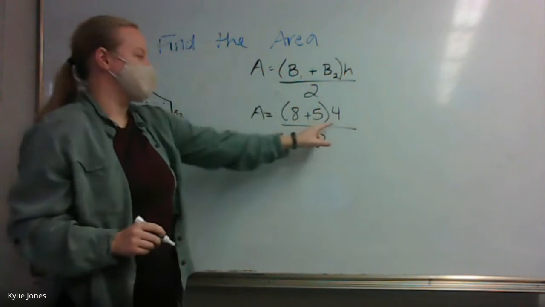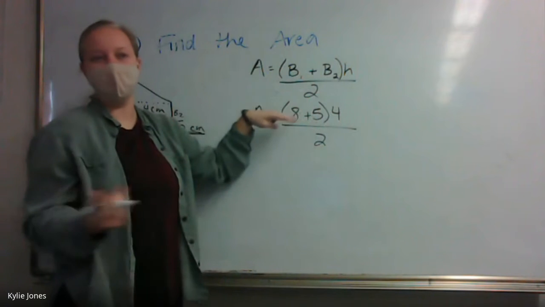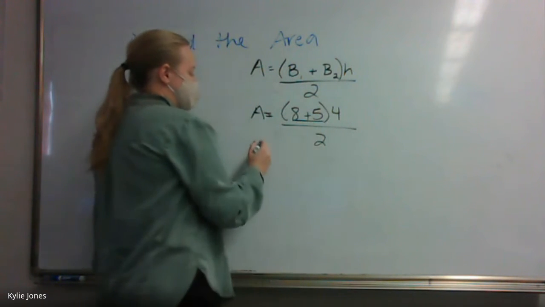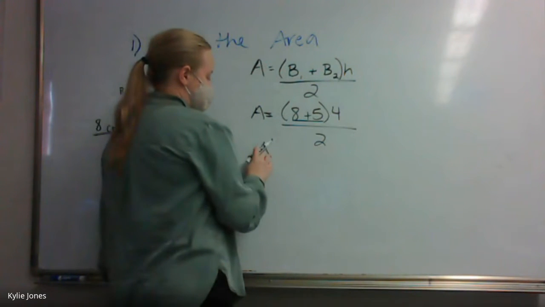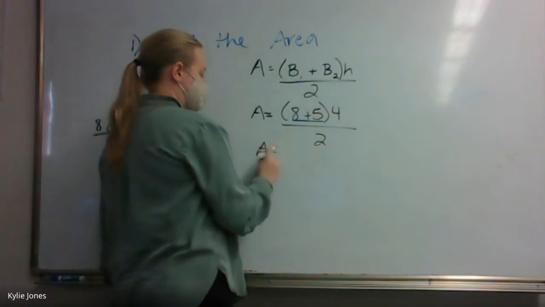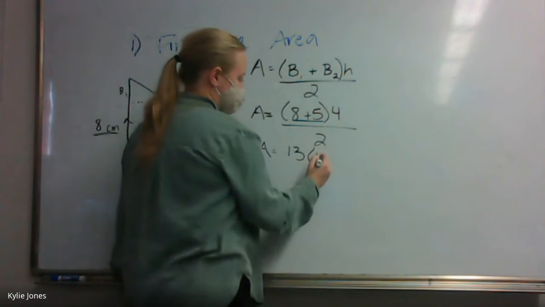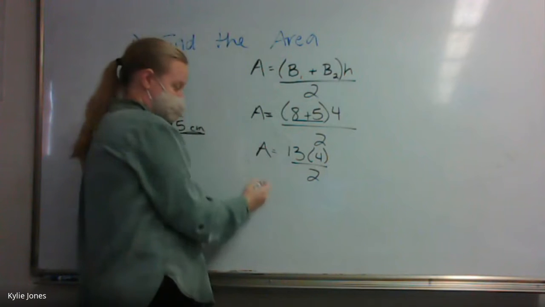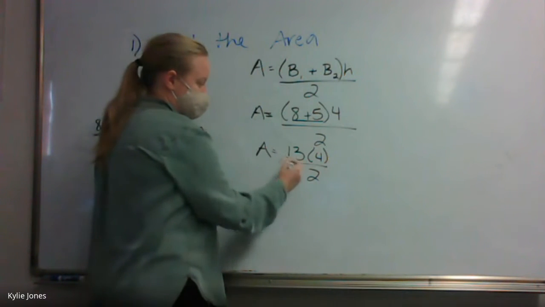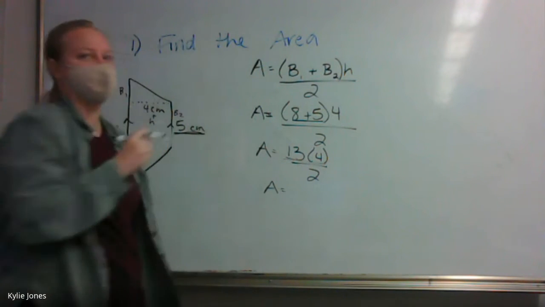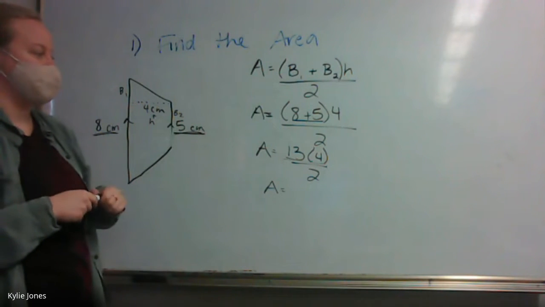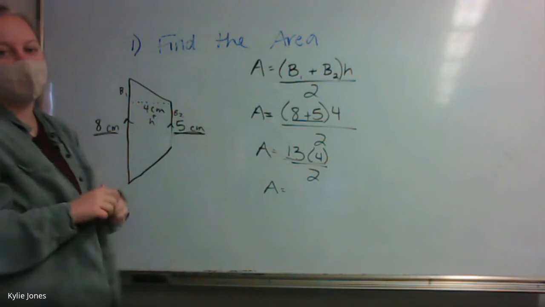Now, this is kind of like backwards distributive property, or we can do order of operations. So the first thing we should do is add together 8 plus 5. What is 8 plus 5? 13. 13 times 4 divided by 2. So now we need to do 13 times 4 next. What is 13 times 4? Multiply 13 times 4.